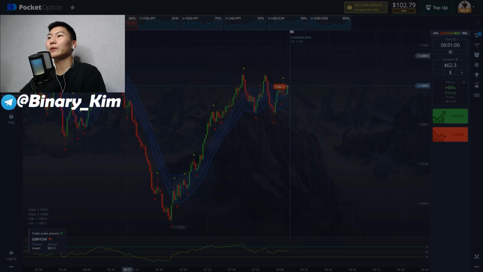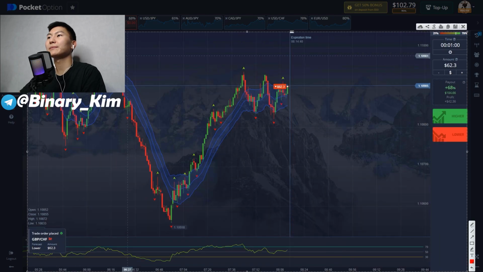And let's open a short here. I will point out the workspace. First of all, I want to point out the support zone here. The touch of the upper boundary of the channel did happen. Then we expect to see the rejection and at least a small correction.